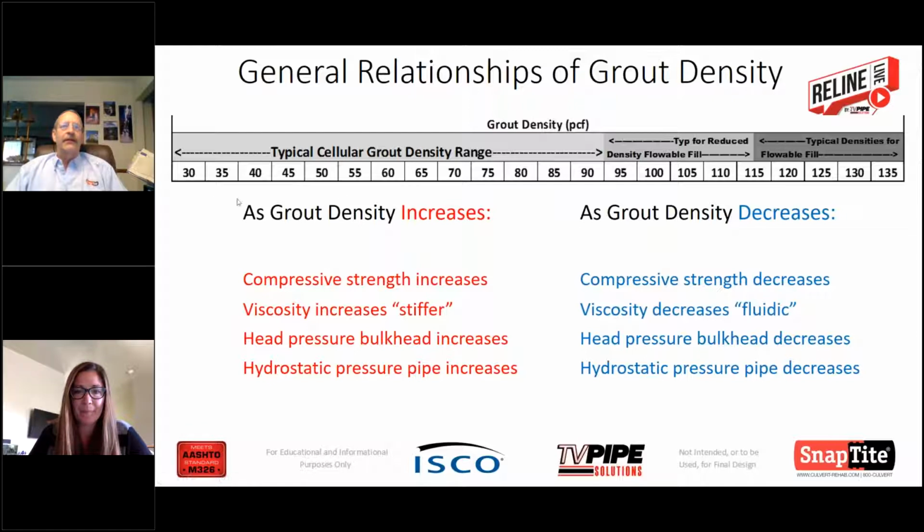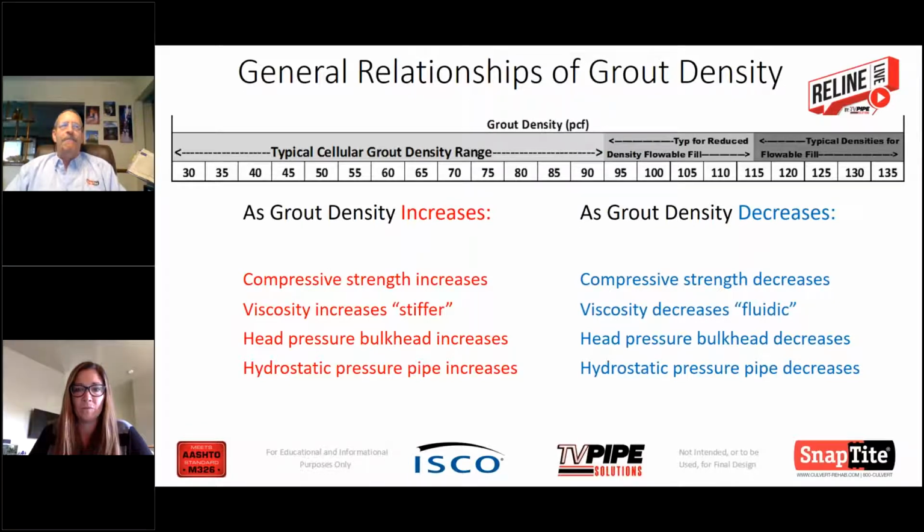Now, here is a general rule for grout densities. When I talk about grout weights through the entire presentation, they're going to be in pounds per cubic foot. 90 pounds unless you're really in a cellular grout range. If you're over at 115 and above, you're really more in a flowable fill or even a true concrete. And then between 95 and 115, people often call those a reduced density fill.